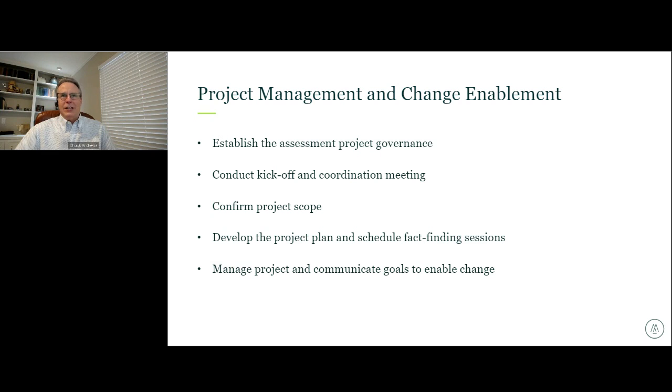A kickoff meeting is held for coordination of resources, both internal and external, if that's the case. A confirmation of the project scope: what are we looking at, what systems are we evaluating in the assessment, and getting together a project plan and scheduling some of the fact-finding sessions we're going to talk about in the subsequent slides as we get deeper into the process. And obviously, the management of the project is evergreen, and communication is essential because we're trying to enable change here and also champion where we're going with the entire initiative.